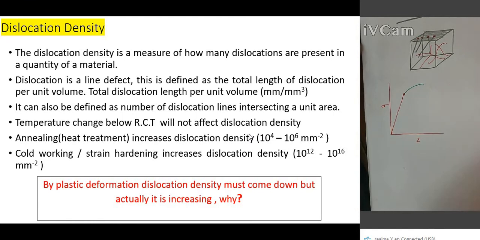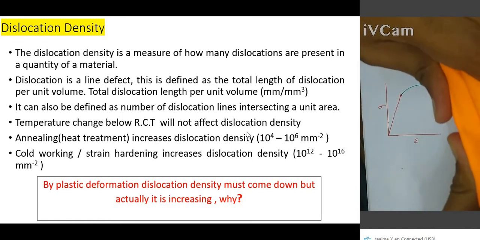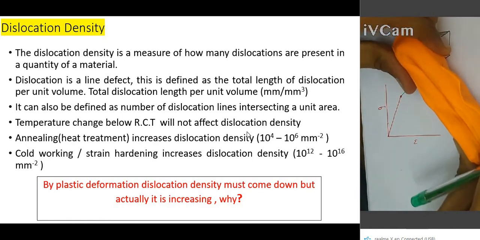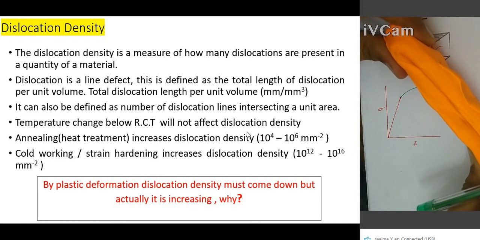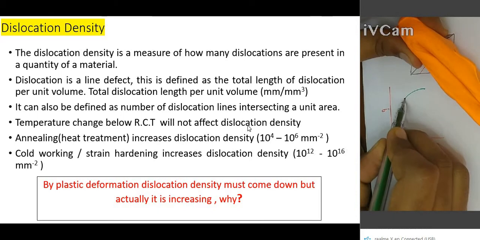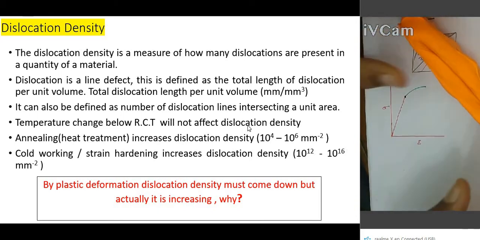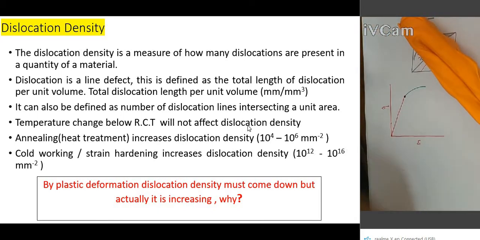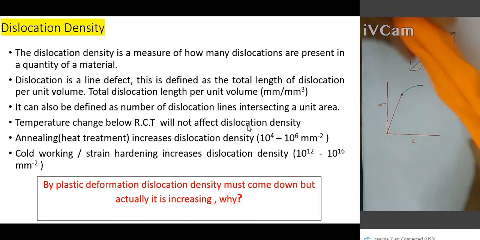Okay, so I am loading this material. I am applying a force on this material, and it deforms up to the elastic point or yield point. When I release the load, it comes back to its initial shape and size. Then again I apply the force on this material.